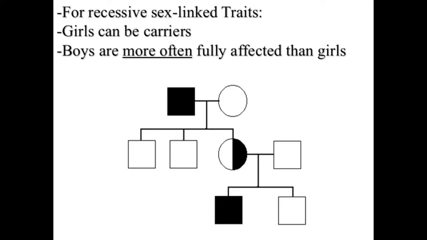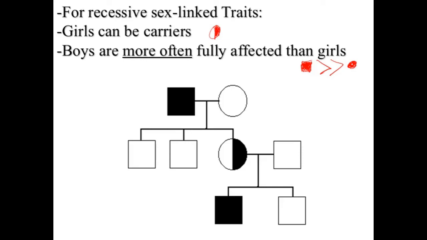Just by looking at a pedigree diagram, you should be able to tell by this point whether a trait that's being shown is a recessive sex-linked trait. Again, the things you're looking for: girls are carriers, which means they look like this, only halfway shaded in. And you have a higher proportion of boys fully affected than girls. So a lot more boys shaded in and fully affected by the trait than girls.